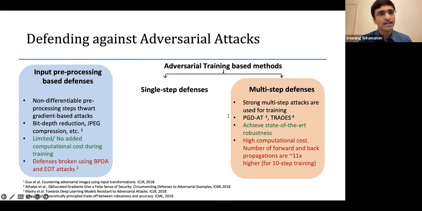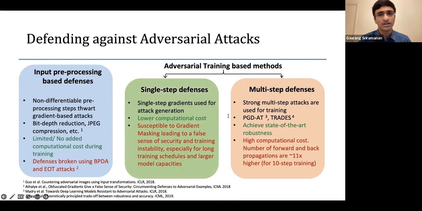So this naturally inspires work towards defenses that use single-step attacks alone during training. While these come with a much lower computational cost compared to multi-step defenses, they're quite susceptible to gradient masking and lead to a false sense of security.